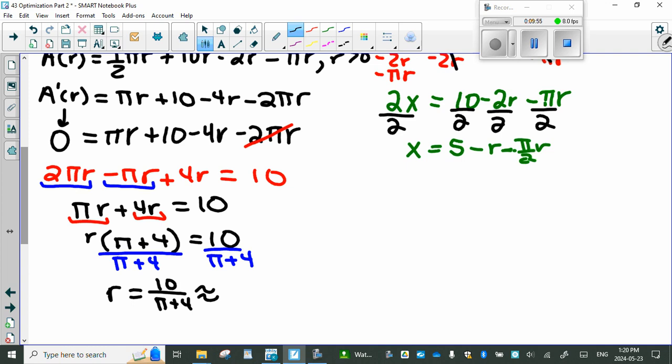So 10 divided by pi plus 4. I got 1.400. Yeah? And what were we measuring in? Meters?